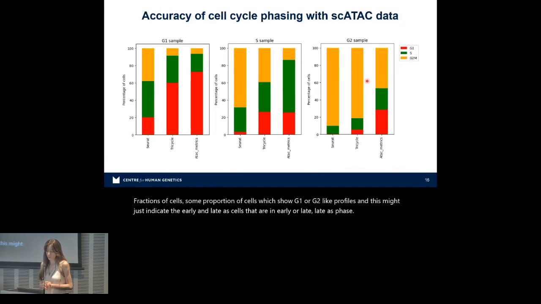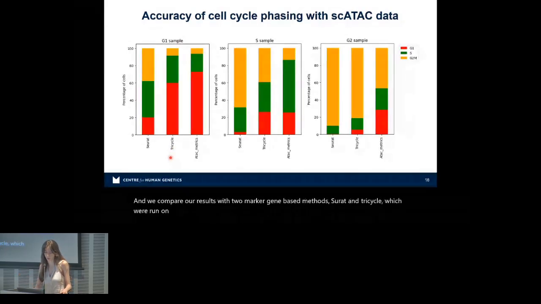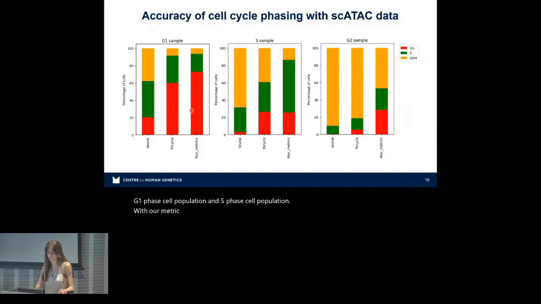So then when we assign the cells to different phases based on our ATAC-derived metrics, we compare our results with two marker gene-based methods, Seurat and Tricycle, which were run on the gene expression part of our Multiome data. We can see that for specifically G1 phase cell population and S phase cell population, with our metric, we get a higher proportion of cells identified correctly.